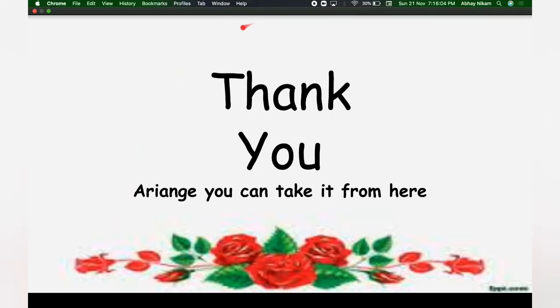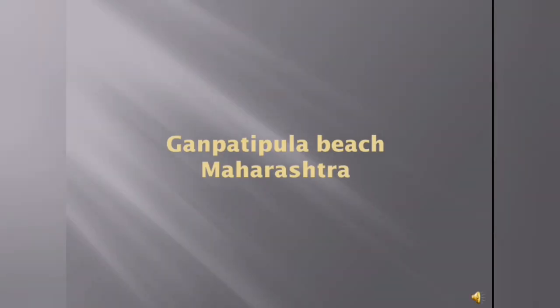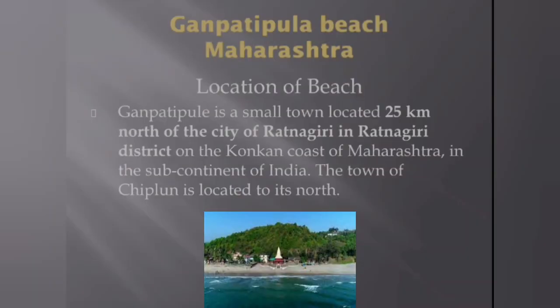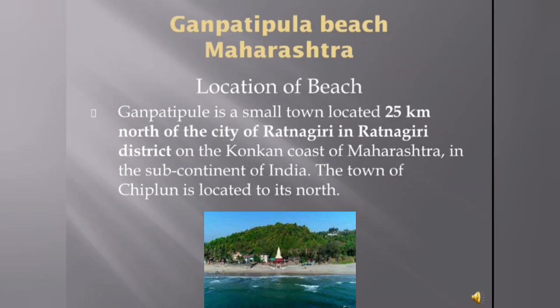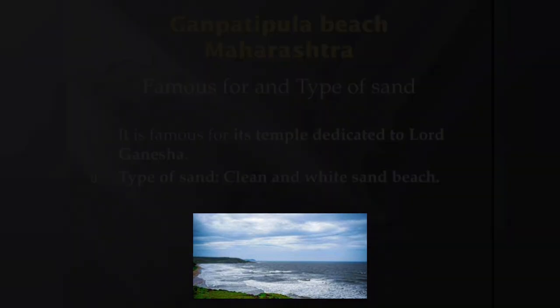Thank you. Arinjay, you can take it. My name is Arinjay and I am from class 6C and I will tell some information on the beaches of Maharashtra and Odisha. Ganpatipule Beach, Maharashtra. Location of beach. Ganpatipule is a small town located 25 km north of the city of Ratnagiri, in Ratnagiri district, on the Konkan coast of Maharashtra in the subcontinent of India. The town Chiplun is located to its north.